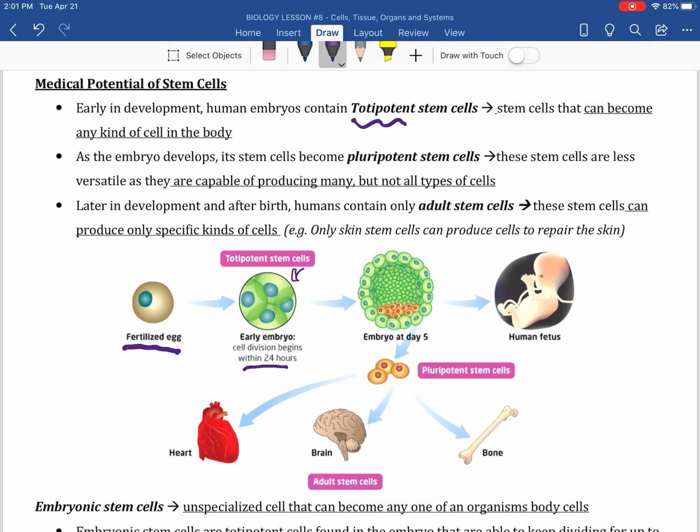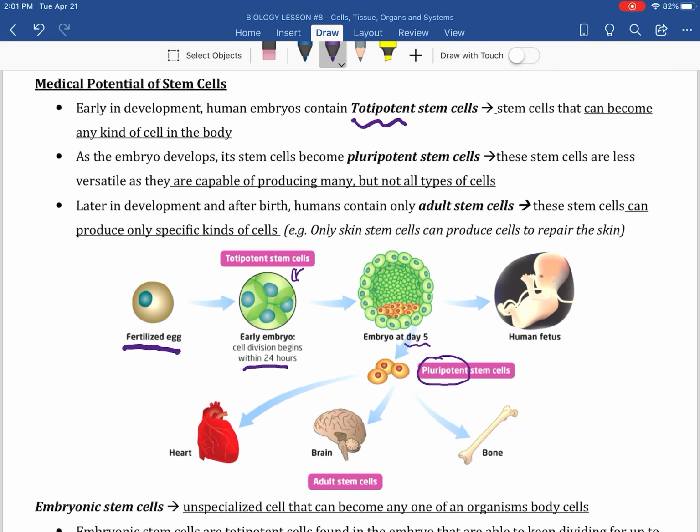These cells right here have the potential to be any kind of cell. So we can induce these cells to be anything. By day 5, do you see how persnickety this is? By day 5, there are cells that aren't just totipotent. We've already got some that have lost a few abilities. Now these ones right here, these orangey ones, those are called our pluripotent stem cells. They can still be induced to produce a lot of types of cells, but not all kinds of cells.